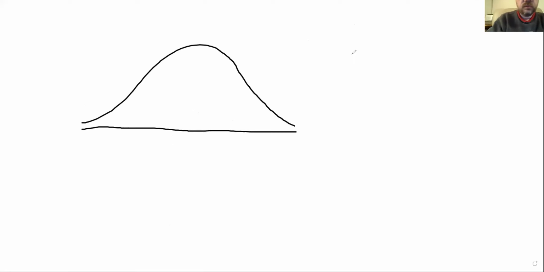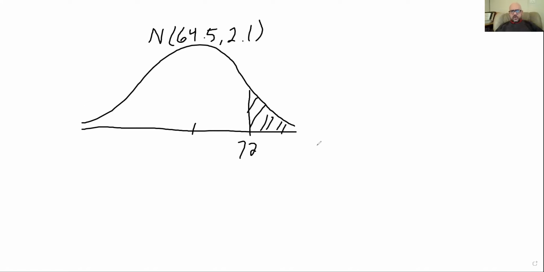Draw a new picture for every part. Just get in the habit of doing this a lot. It's really helpful to draw pictures, and don't be shy about doing a lot of it. It doesn't take long at all. So there's the mean, and this one was 6 feet, which is 72 inches. That's above the mean, so I'm looking at this area here. So 72 to infinity, with a mean of 64.5 and a standard deviation of 2.1. Let's go with that.